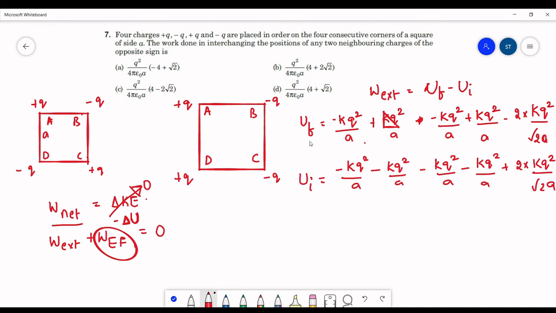Now take the difference between these two. So the net external work done will be equal to kq square upon a into 4 minus root 2. So this will be option C.